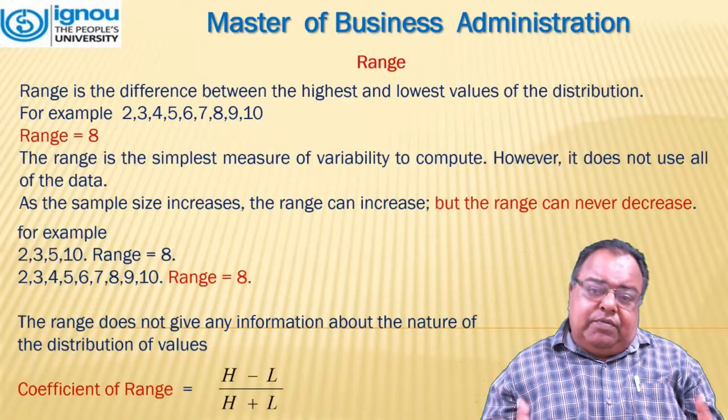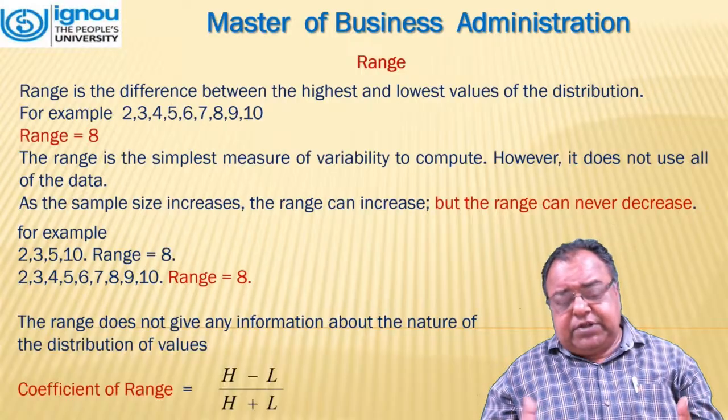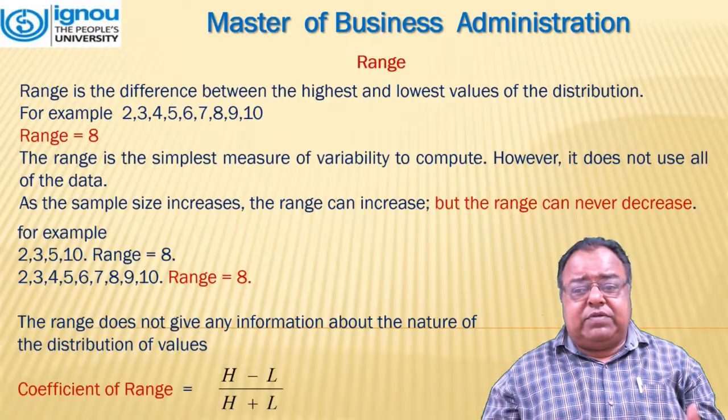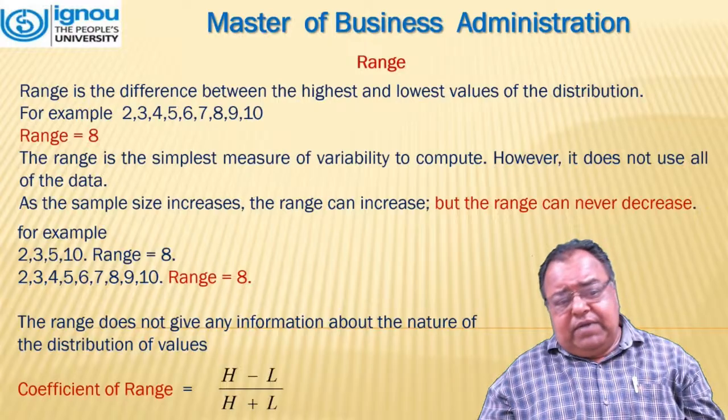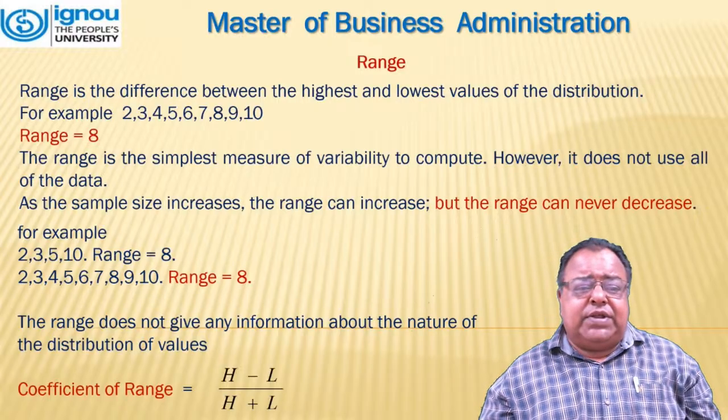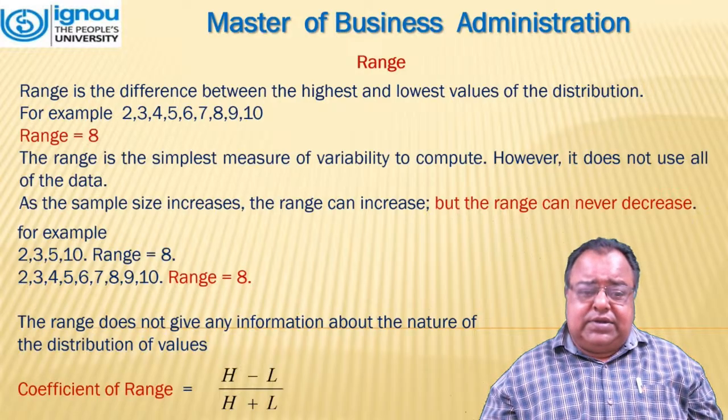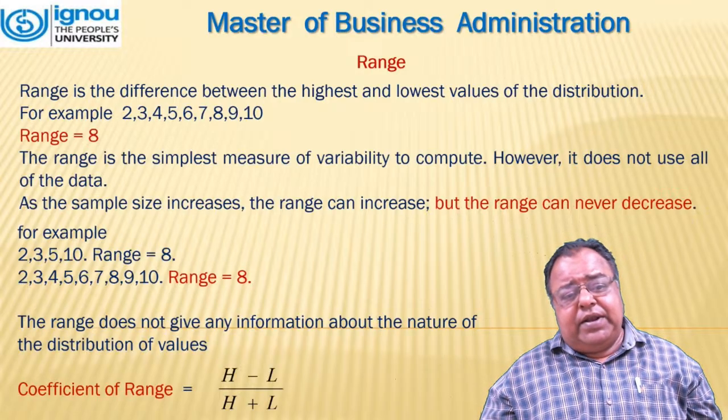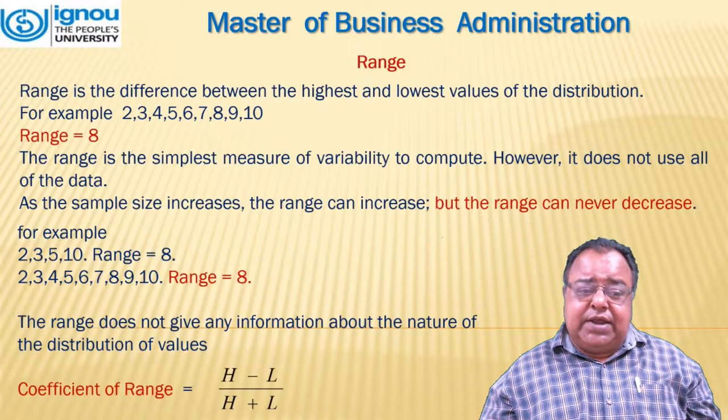We'll start with range. Range is the difference between the highest and the lowest value of the distribution. Suppose we have an example of 2, 3, 4, 5, 6, 7, 8, 9, 10. The lowest number is 2 and the highest one is 10. The difference of 10 and 2 is 8. That means the range is 8.